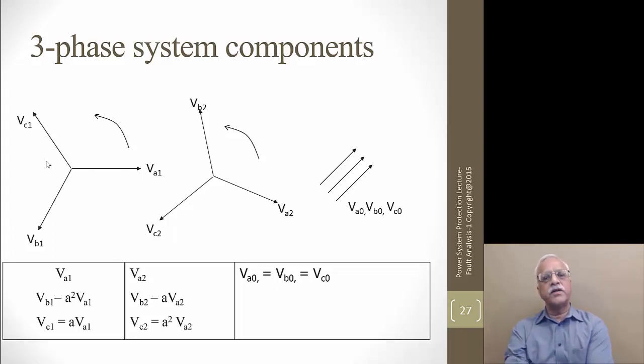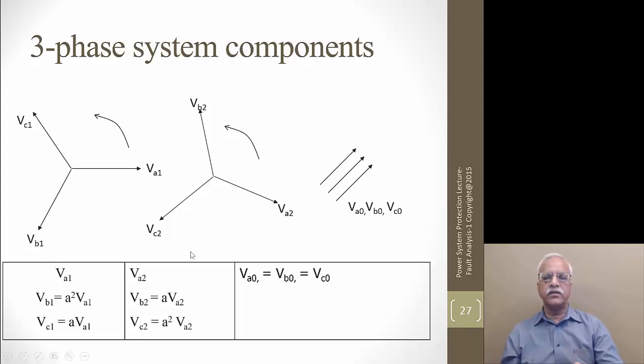What is the relationship between each phase? VA1 is taken as a reference. VB1 is A square VA1 because we are rotating it by 240 degrees counterclockwise. VC1 is A times VA1.